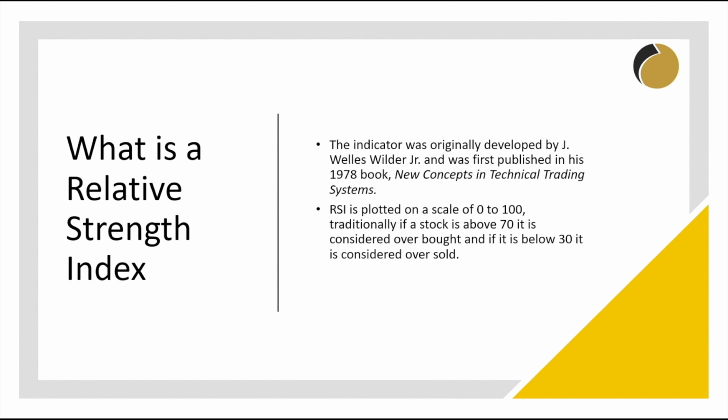So what is a relative strength index? The indicator was originally developed by J. Wells Wilder Jr. and was first published in his 1978 book, New Concepts in Technical Trading Systems. Essentially, the RSI is plotted on a scale of 0 to 100. Traditionally, if a stock is trading above 70, it is considered overbought, and if it is below 30, it is considered to be oversold. Now, ideally, you'd want to be looking to buy stocks that are trading below 30, so the ones that are oversold, and you want to be looking to sell stocks that are above 70. That's an indicator that potentially there's an abnormal amount of volume moving in either the positive or the negative direction.